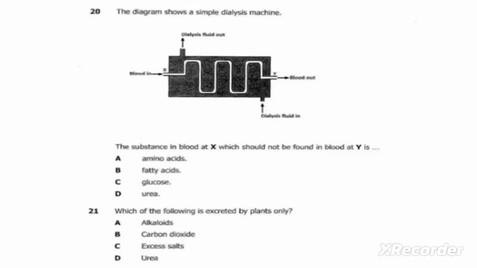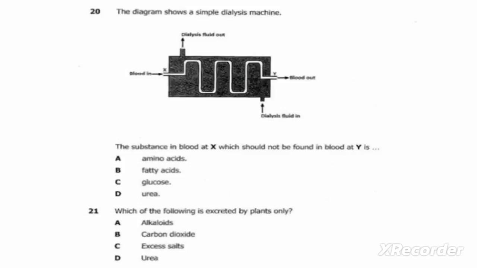We shift to the next question, which is question 20. The question reads, the diagram shows a simple dialysis machine. We have the dialysis machine here. The substance in the blood at X, which should not be found in blood at Y, is A. Amino acids, B. Fatty acids, C. Glucose, D. Urea.